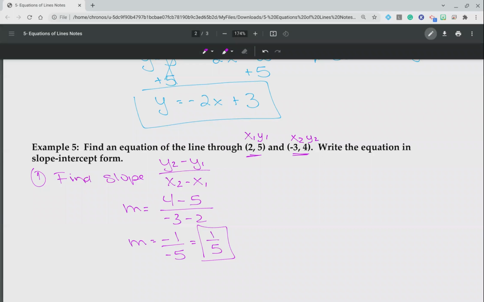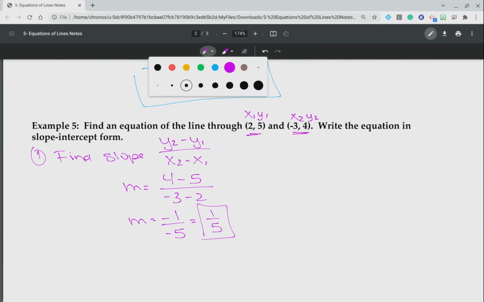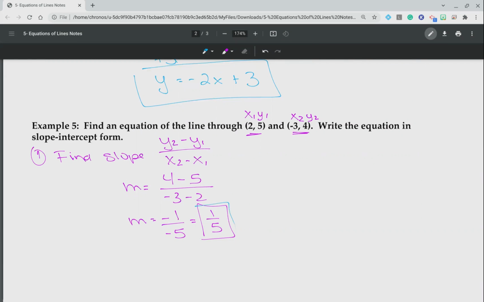Once we have our slope, now we're back up here to this scenario. I have a slope and I have a random point. Here's my slope, and we'll just choose this point. It doesn't matter which one you use. I'm just going to pick that one because it's first, okay? Now our steps are going to be the same. Plug it in.